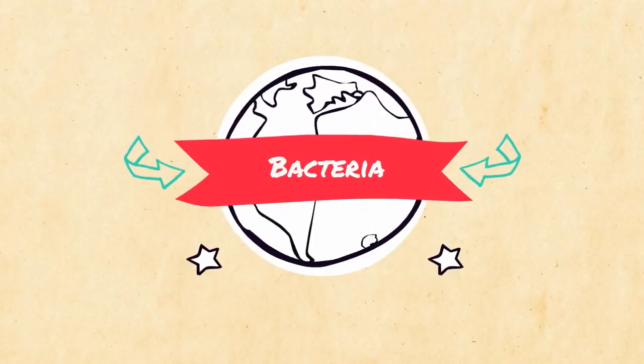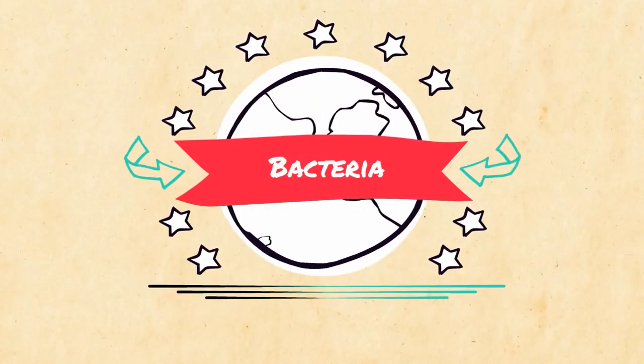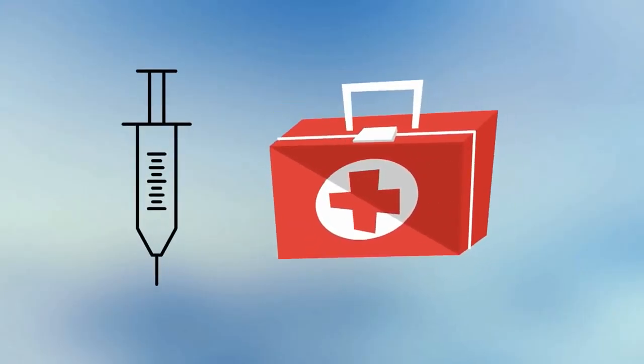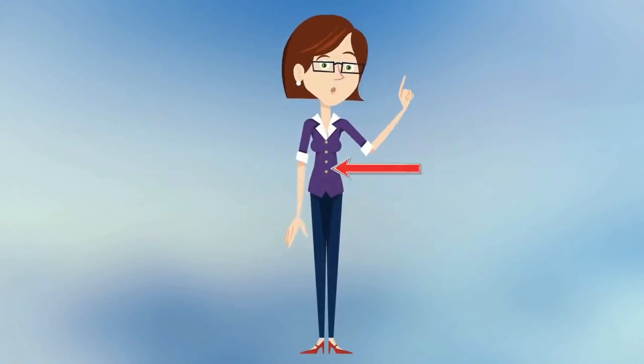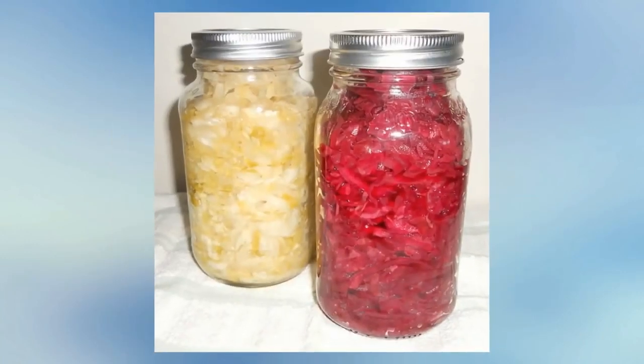Bacteria is also found almost everywhere. Bacteria is very important to life on Earth. Although some cause disease, most are very helpful to us. They break down food in our stomach, help the nitrogen cycle, and even help make some of our food, like sauerkraut. We could not survive without bacteria.